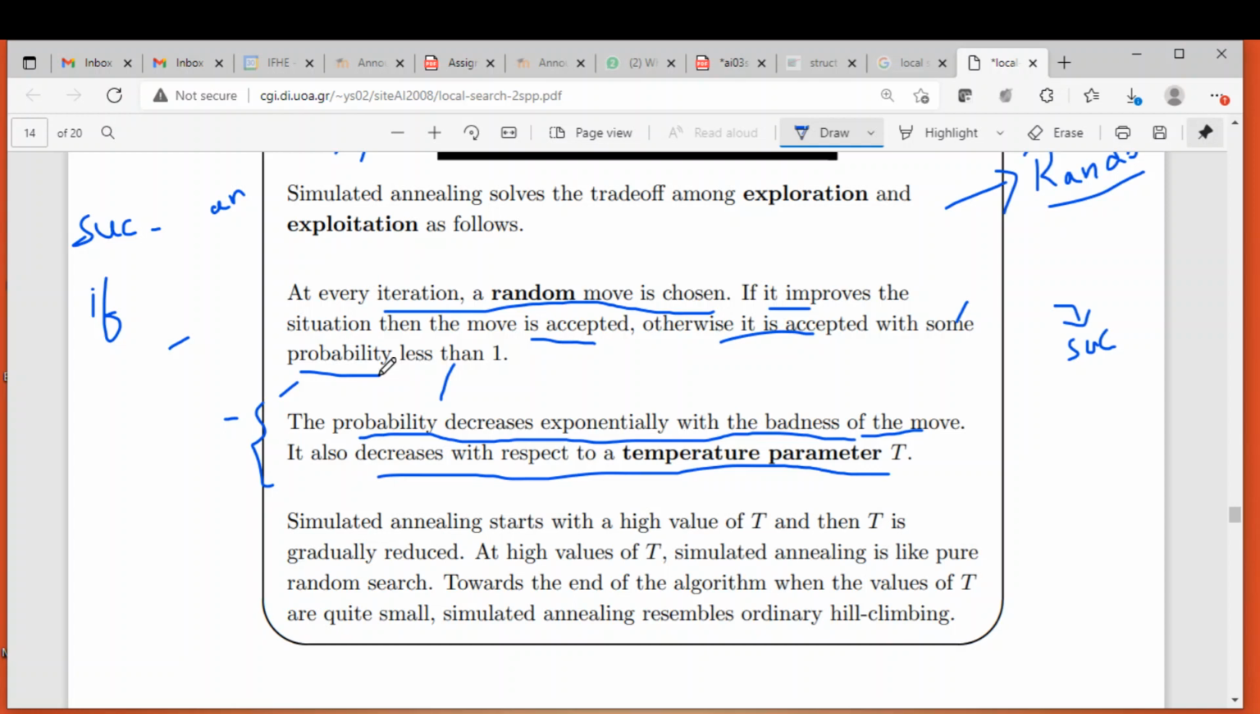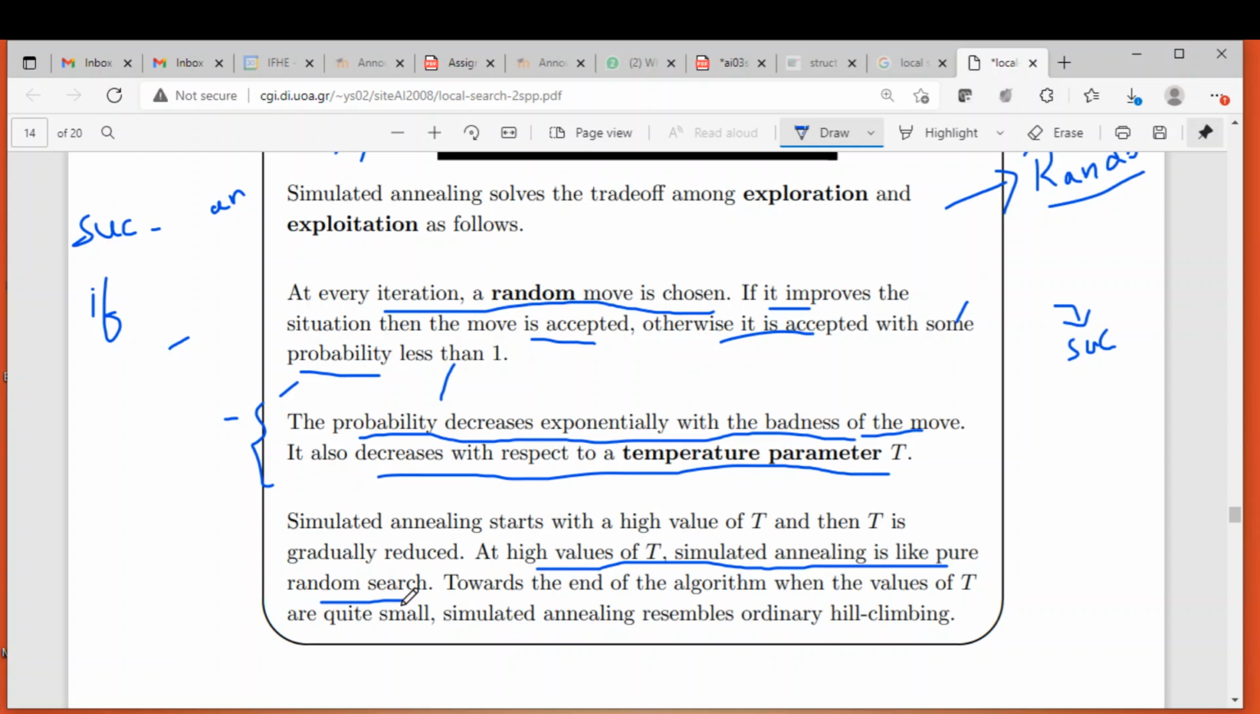Okay, right. So simulated annealing starts with a high value of T, and then T is gradually reduced. At high values of T, simulated annealing is like a pure random search. See, this is interesting. When the value of T is high, simulated annealing is much like a random search. It is much like a random walk.